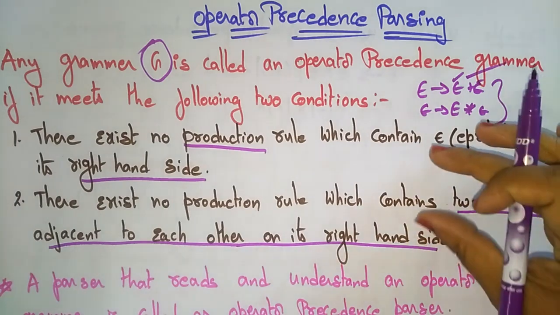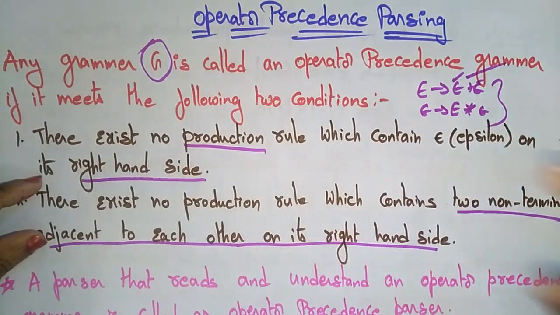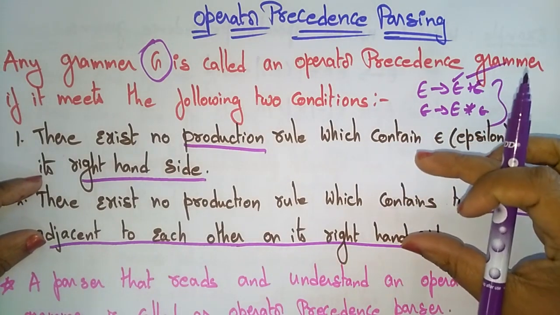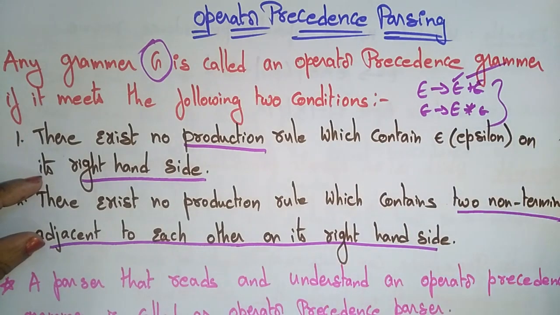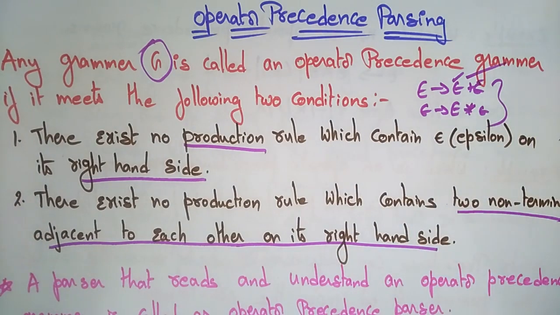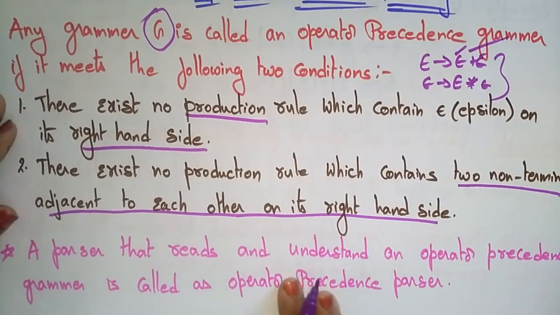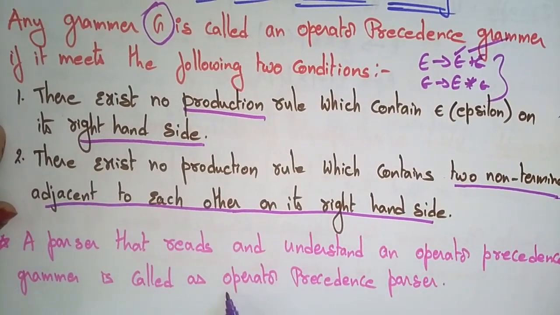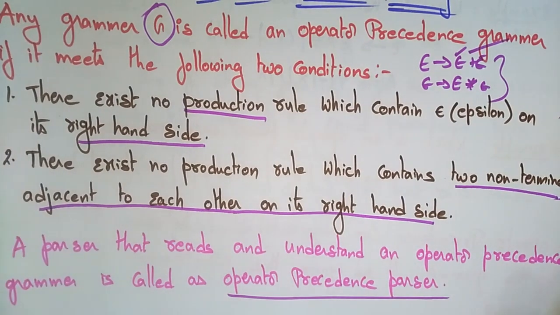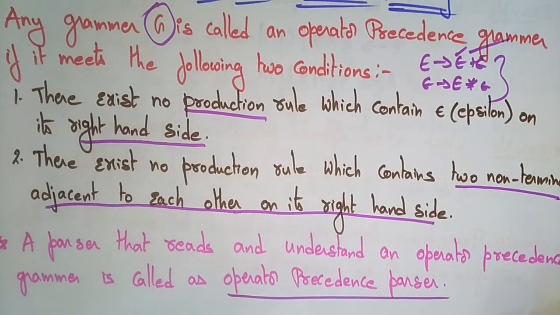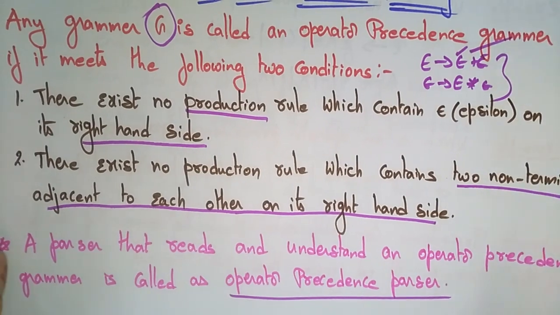You have to remember these two points. Whenever the grammar follows these two conditions, we can say that the grammar is in the form of an operator precedence grammar. A parser that reads and understands an operator precedence grammar is called an operator precedence parser.